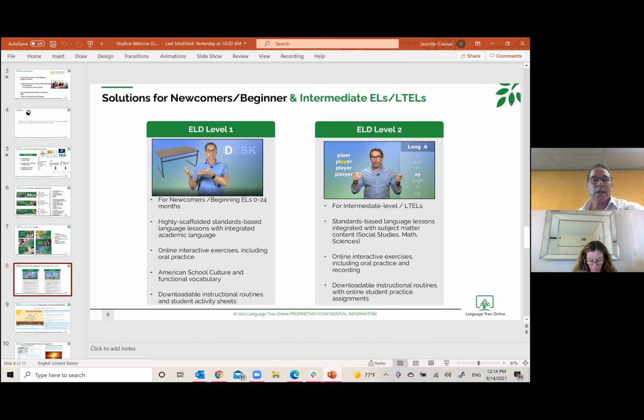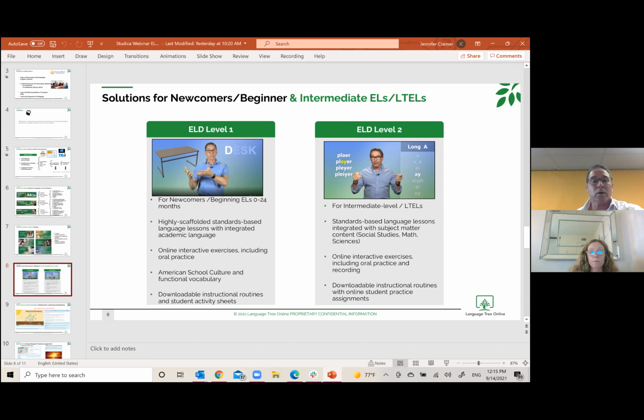So in level 1, just to call out a few of the characteristics that are built for the program, it's developed for students from 0 to about 24 months. The lessons are highly scaffolded. They're a multi-sensory approach, and we have integrated academic language, but it's proposed to the students in a way that the students are actually practicing and learning through visual descriptions and lots of auditory input. There are some online interactive practice exercises for every lesson, including oral practice. So these are, again, highly scaffolded for our students to learn the language, that productive opportunity.